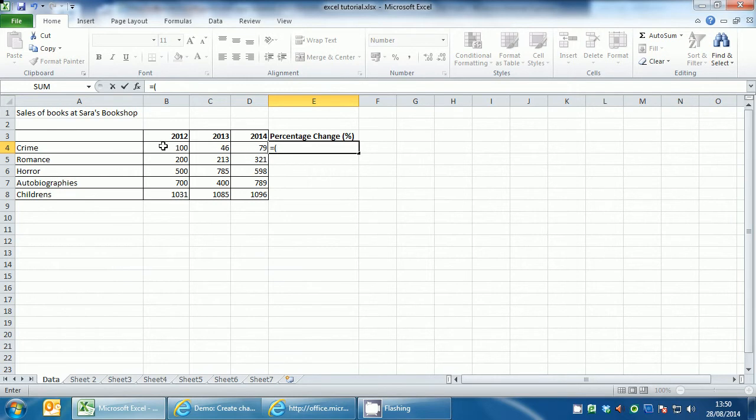Okay, so if we look at it logically, we know that this has gone down, so we're looking for a minus answer. So it's going to be this one, take away this. Okay, so that's close our bracket. Now we're always going to divide it by what we had originally, which is that. Okay, so that's given it to us in a decimal.